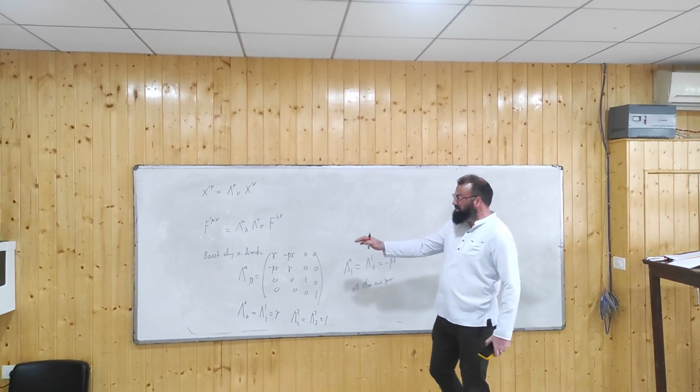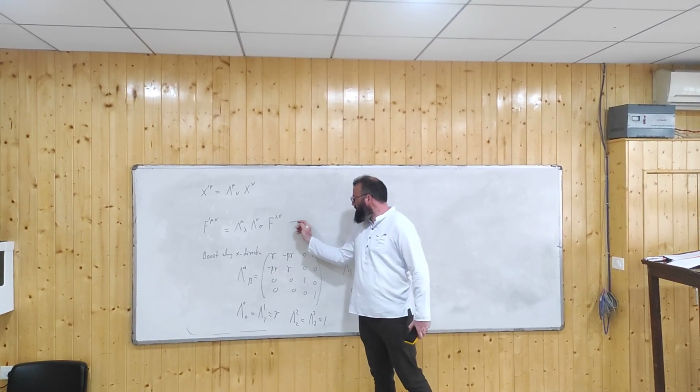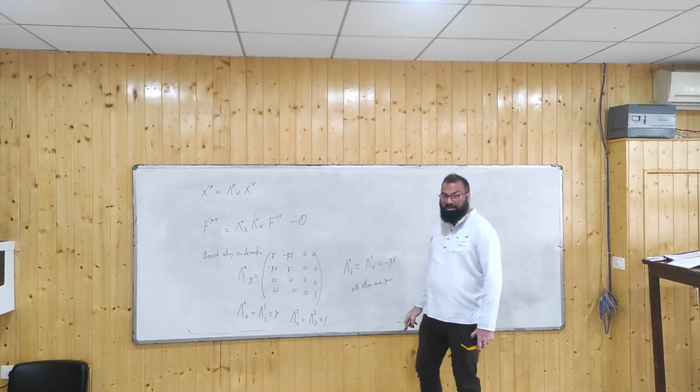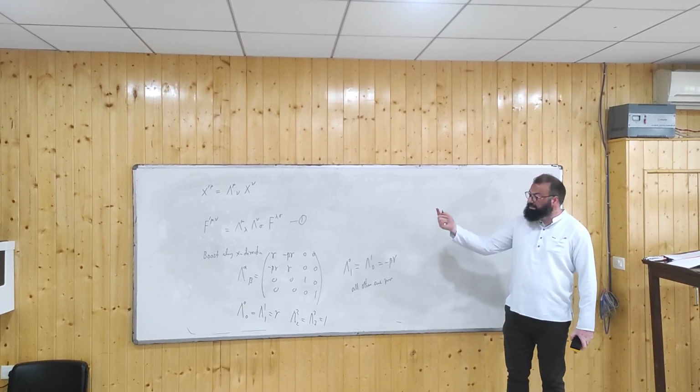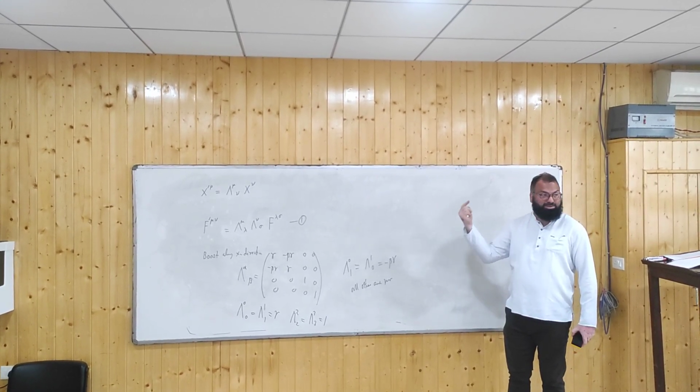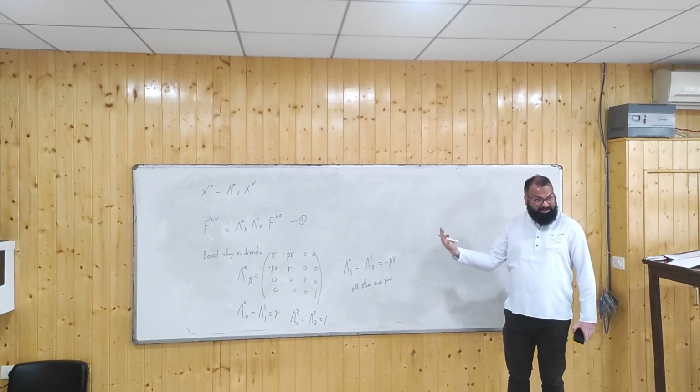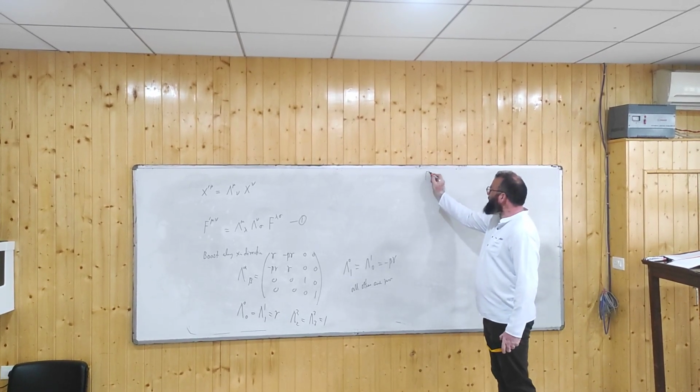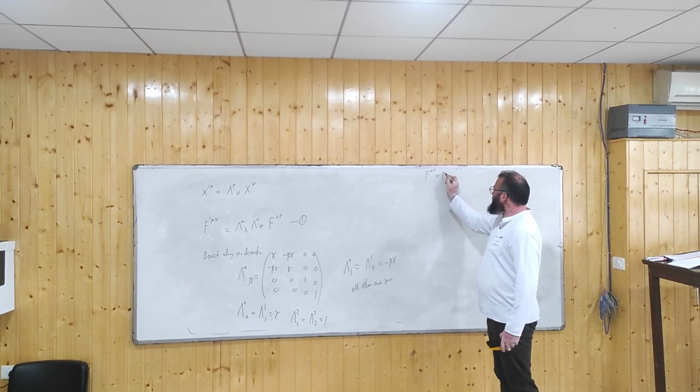Now let's go back to this very equation first. If I take the 0 0 element, F 0 0 is 0, F 1 1 is 0. So these diagonal terms, if you remember, what are they?